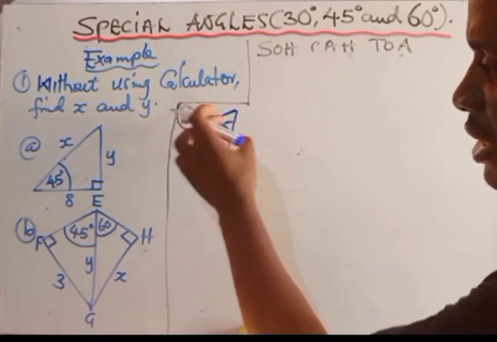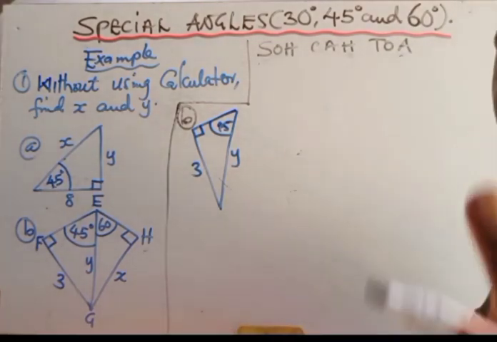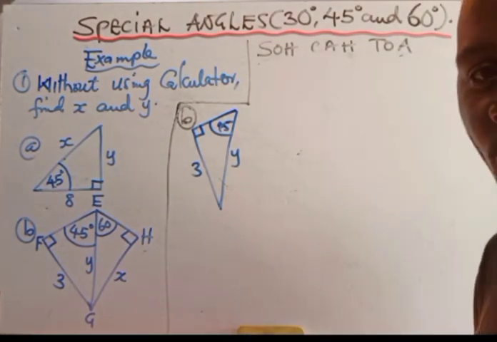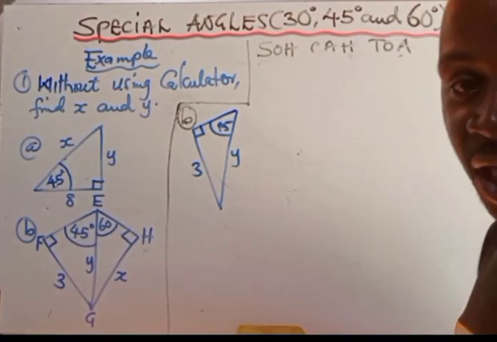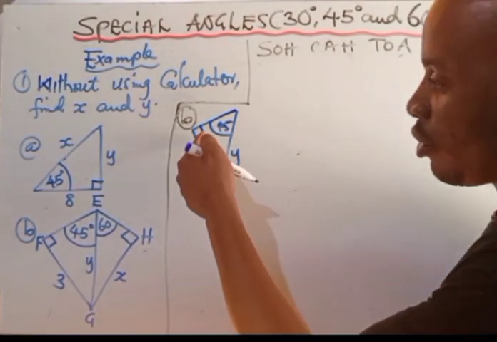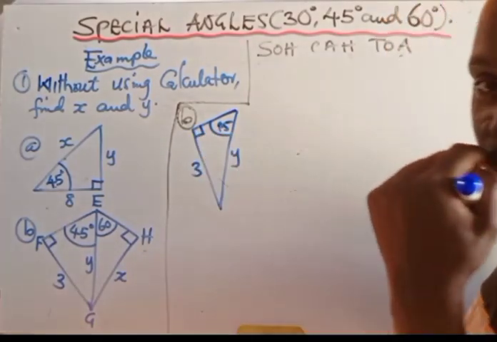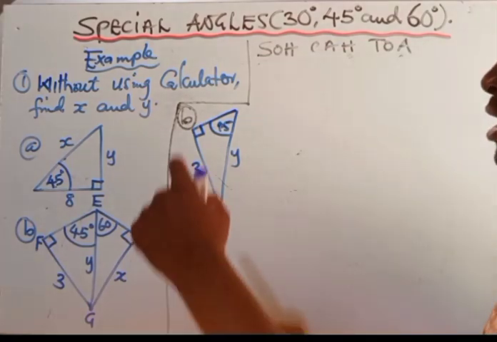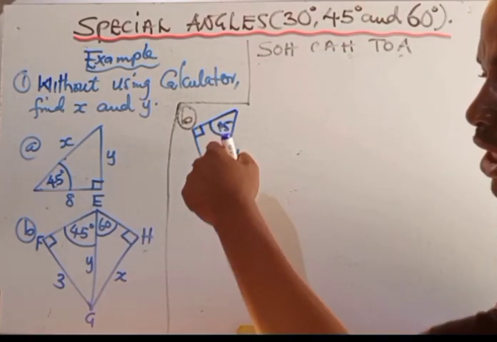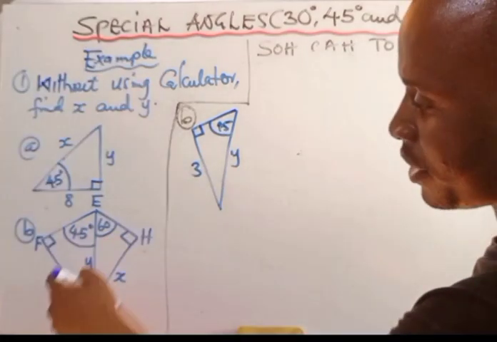What is y in this triangle? Is it adjacent? Is it opposite? Or is it hypotenuse? So the y there is hypotenuse. This one is because it is opposite to the right angle, or to 90 degrees. So this y is hypotenuse.